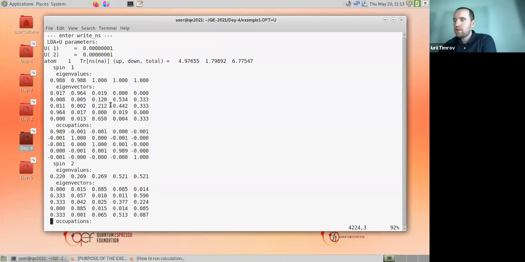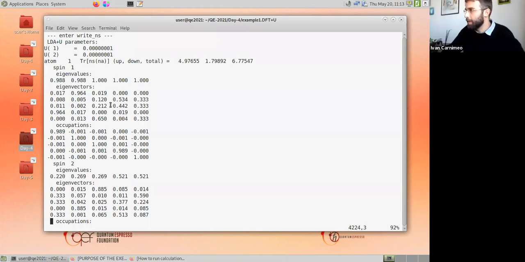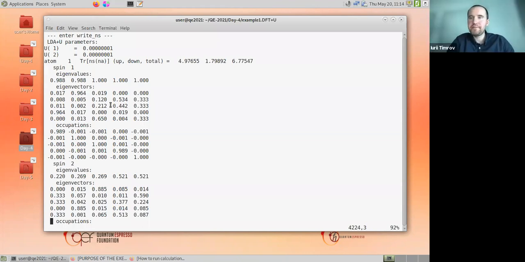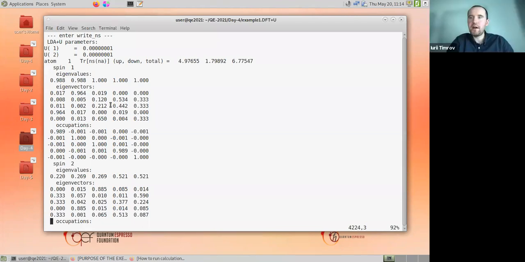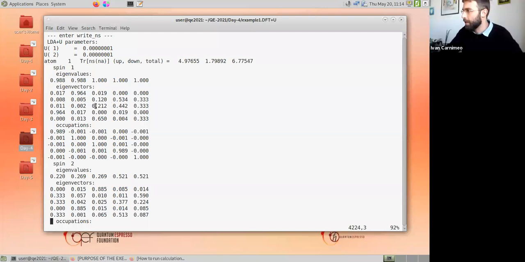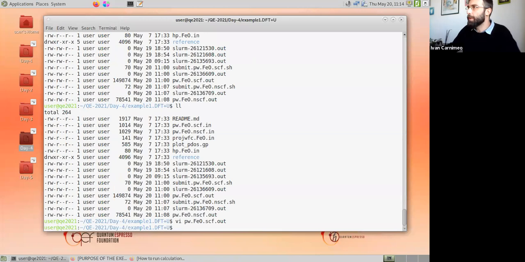pw/src/write_ns.f90 to check. So pw/src, write_ns. Yeah, there you can see how it's printed. .f90, right? Yep. Okay, so I have just written in the YouTube stream channel, so you can check there.